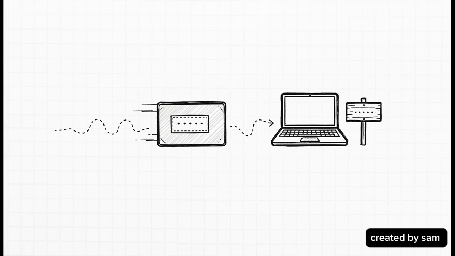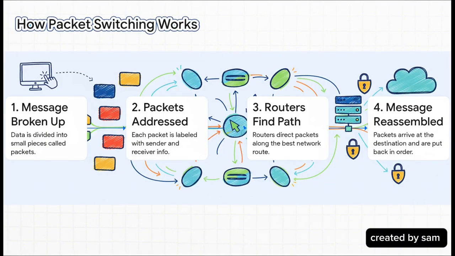And just like any good postal service, every single package needs an address. It's no different on the internet. Every device that's connected gets its own unique IP address. It's literally a digital street address. It tells the entire network exactly where to send your data, and just as importantly, where to send the reply back to.